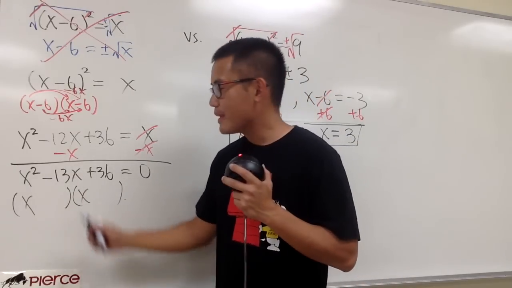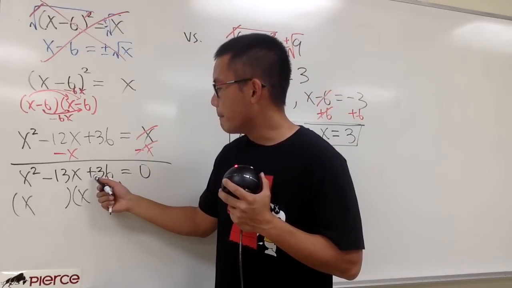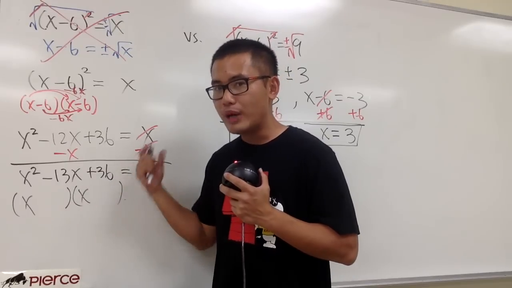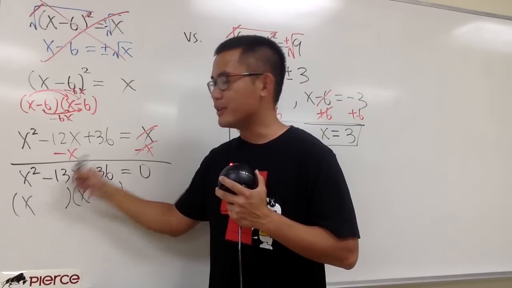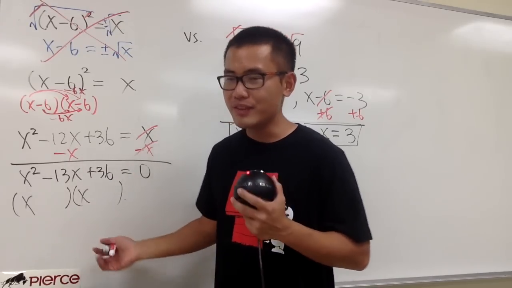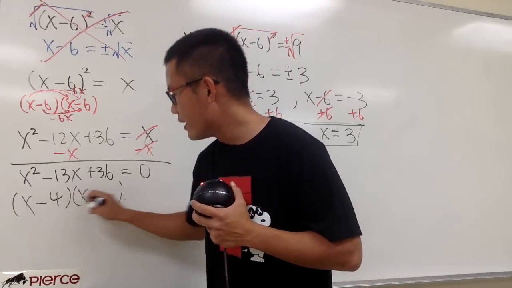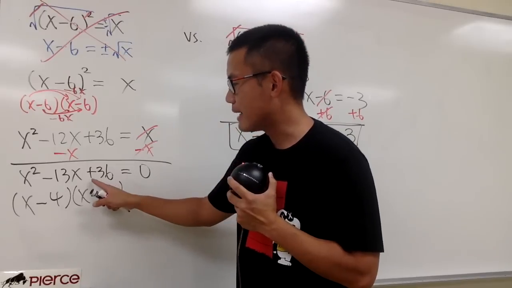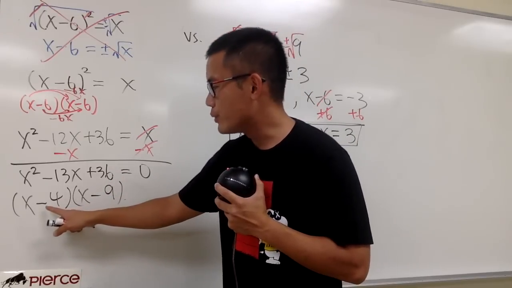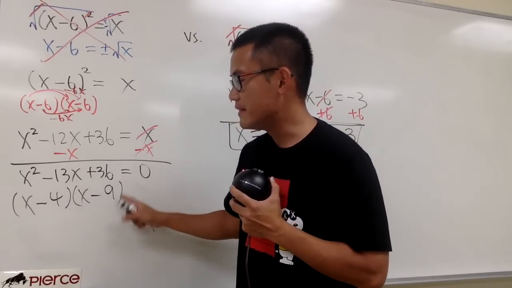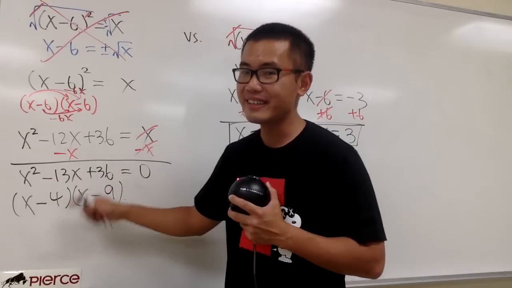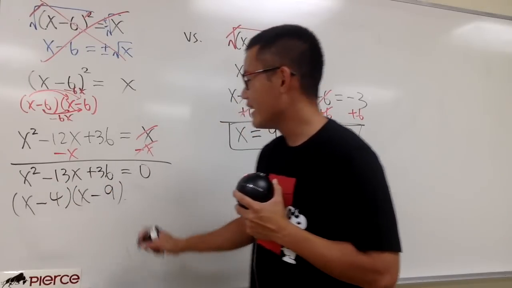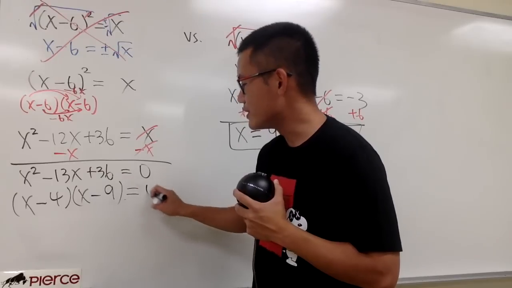Okay, what times what will be positive 36? And when you add them up, it will be negative 13. The correct combination for this is negative 4 and negative 9, isn't it? Negative 4 times negative 9 is positive 36. And then when you do negative 4 plus negative 9, we end up with negative 13. So we know this is the correct factor. And this is still equal to 0.